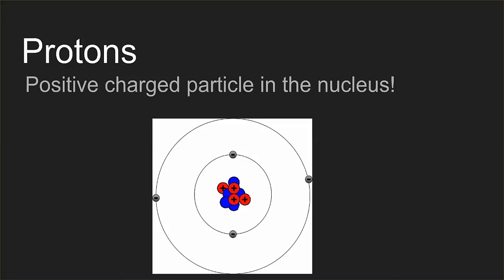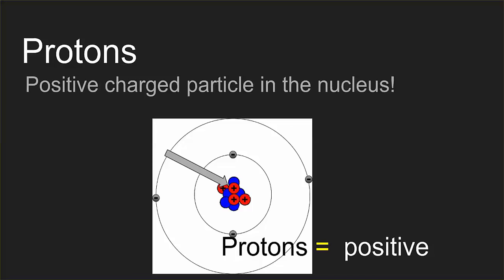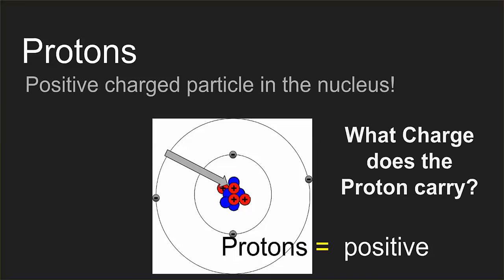So protons are positive charged particles in the nucleus. Which particle is it? Yeah, it's the red. The protons are positive. And there is a little arrow. What charge does the proton carry again? Positive.